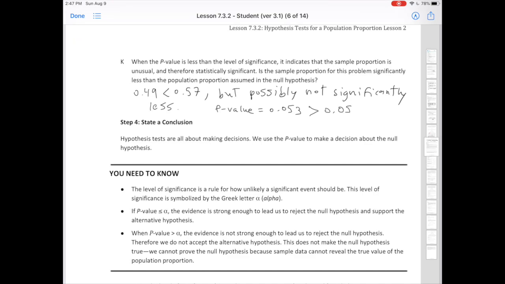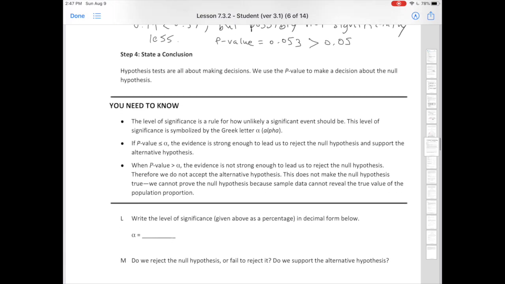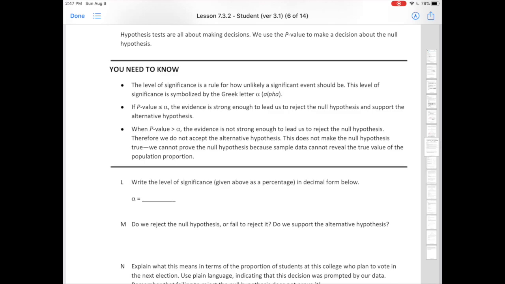So hypothesis tests are all about making decisions. We use the p-value to make a decision about the null hypothesis. So you need to know, here are some extra terminologies that we need. So the level of significance is a rule for how unlikely a significant event should be. This level of significance is symbolized by the Greek letter alpha.